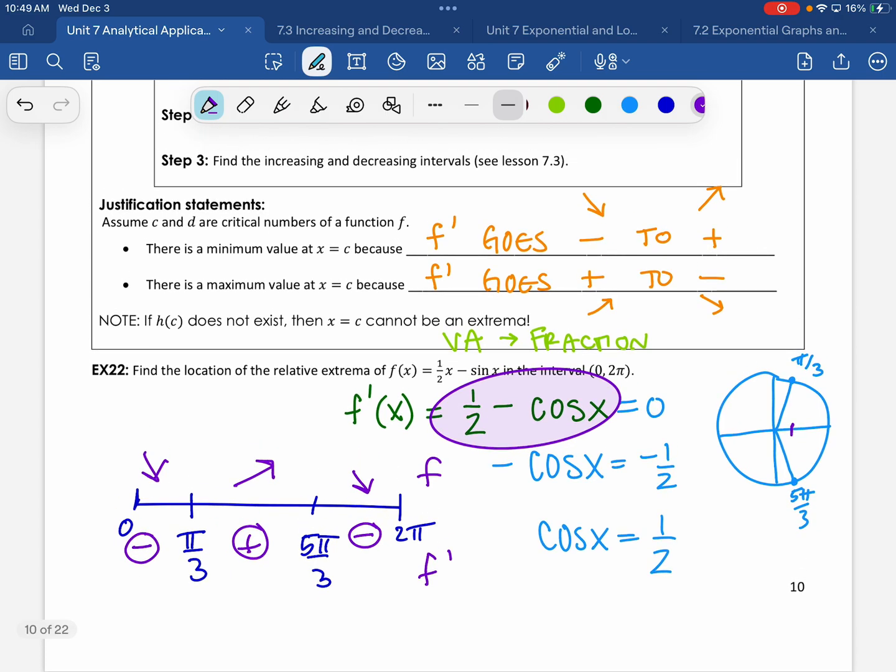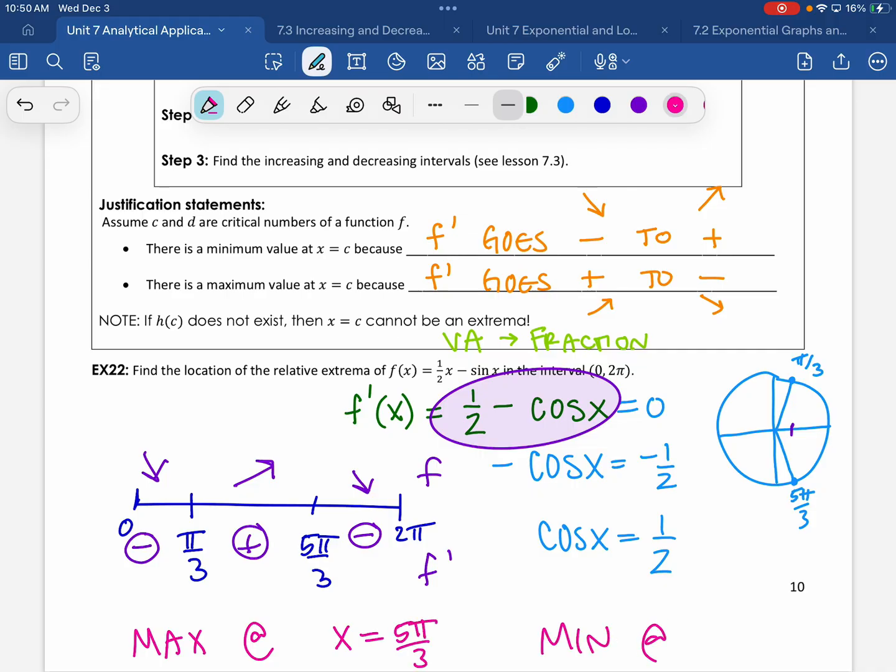All right, so I have my number line just like what we did yesterday. So from here, what we're going to do is say something about the extrema, which are the max and the mins. So where is there a maximum? 5 pi over 3. And where is their minimum? Pi over 3. And that's first derivative test.